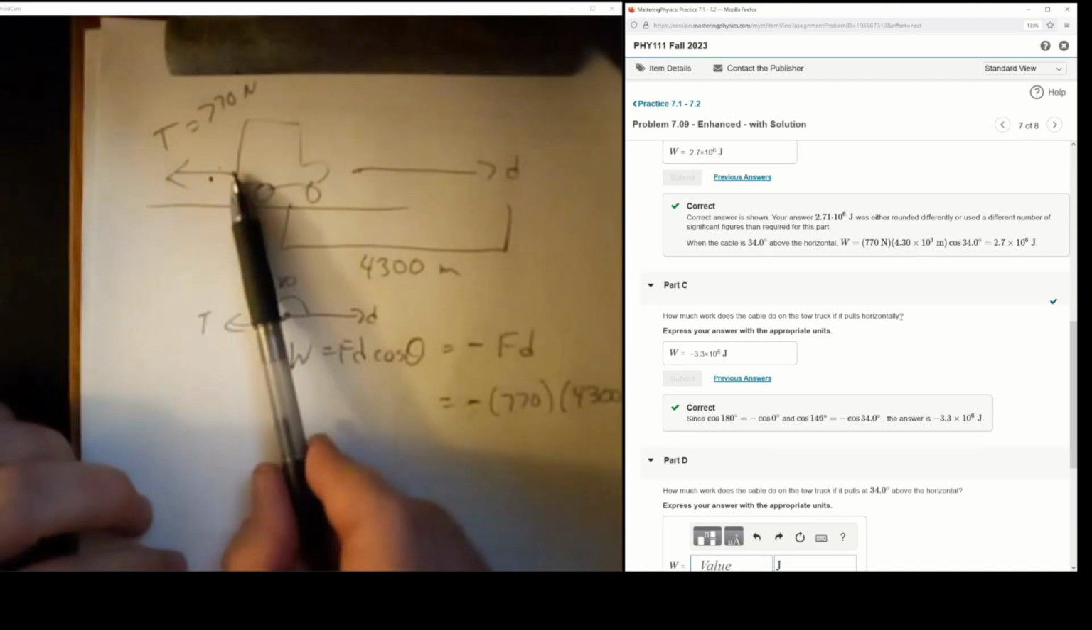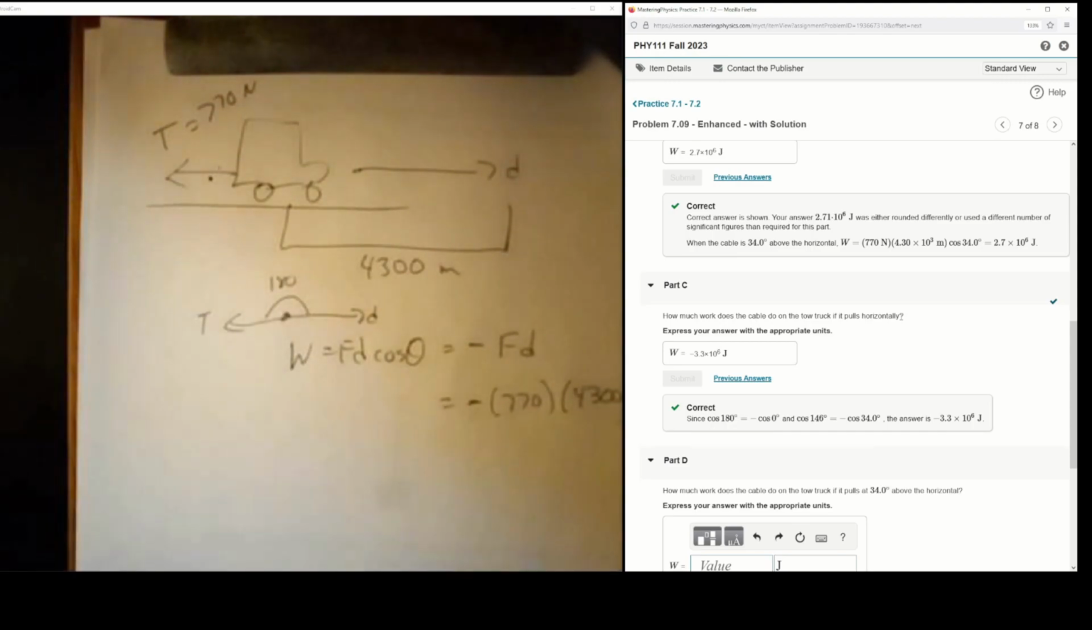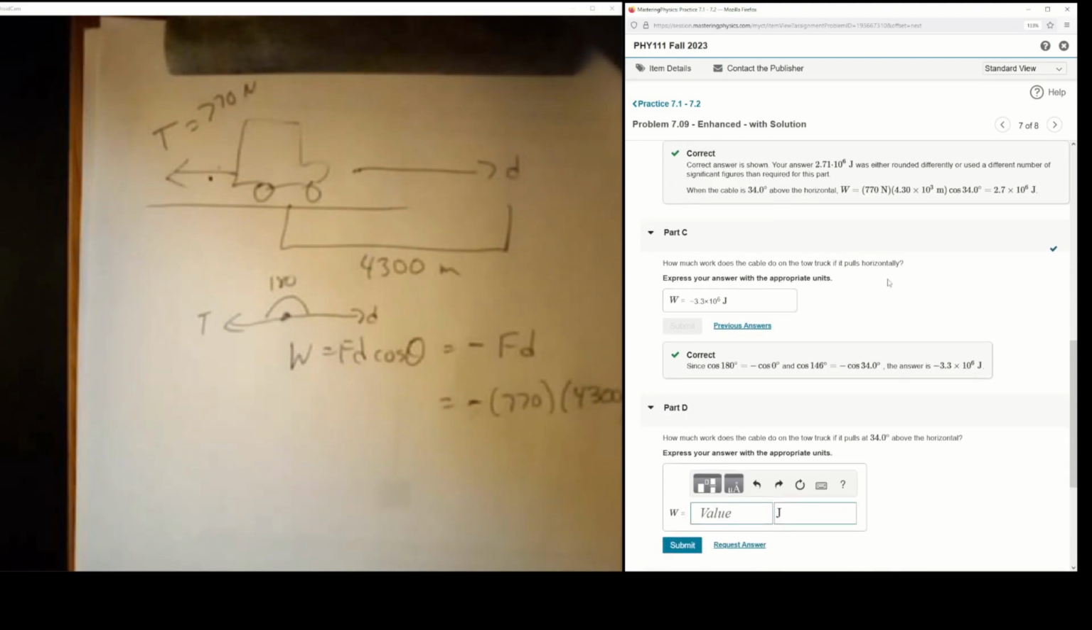So the tension on the truck is taking away energy. It's trying to slow the truck down. And I think you can imagine that. A truck is pulling a car. If the truck lets off the accelerator, well, the car is going to pull on the truck trying to slow it down. So the truck has to keep accelerating to overcome this energy loss from pulling the car.